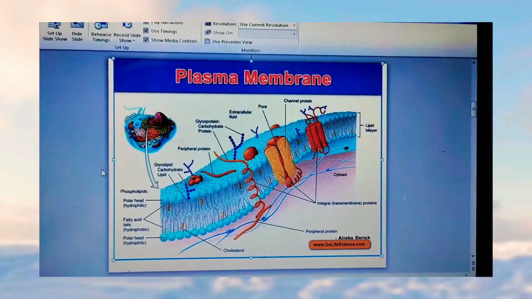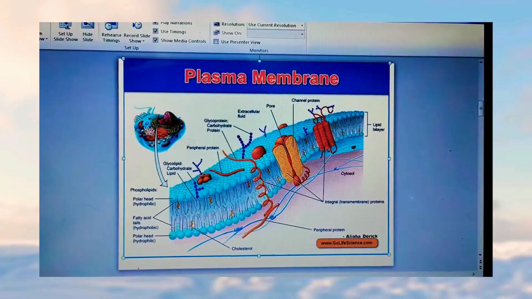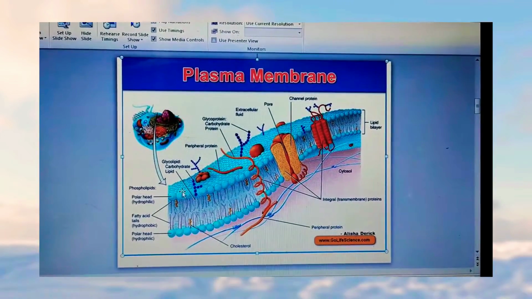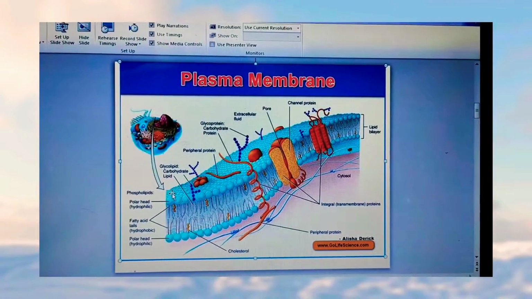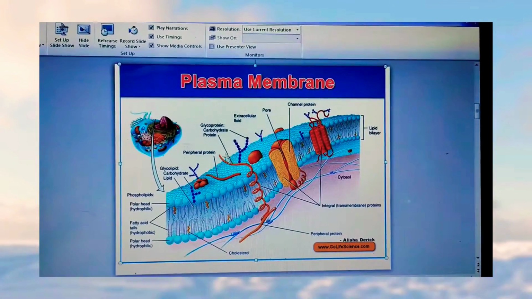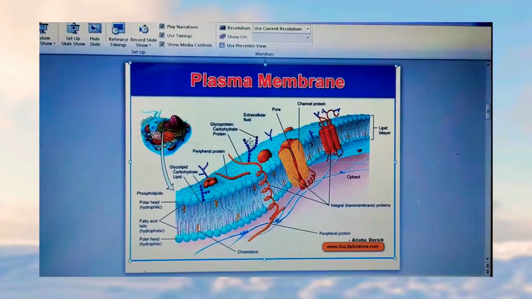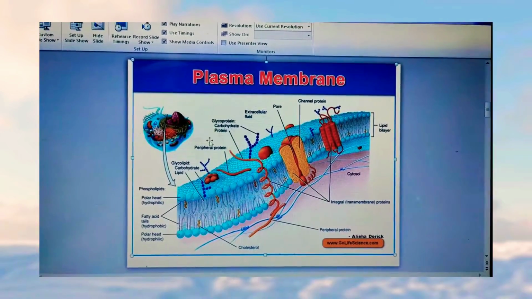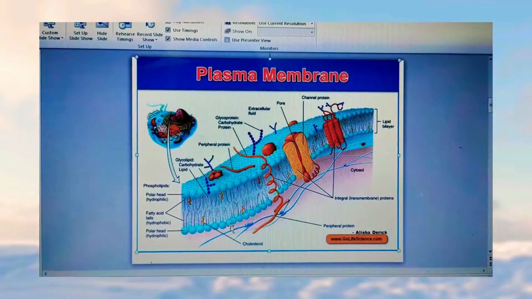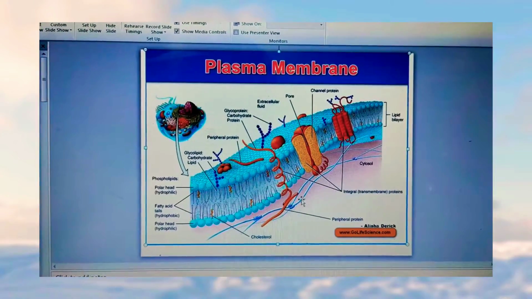Okay, so first let us see the chemical compositions. As I have said, it consists of lipid, that is fat, and also proteins and carbohydrates. So all together these nutrients combine and form a fluid mosaic model.